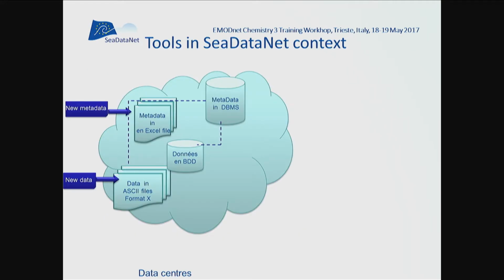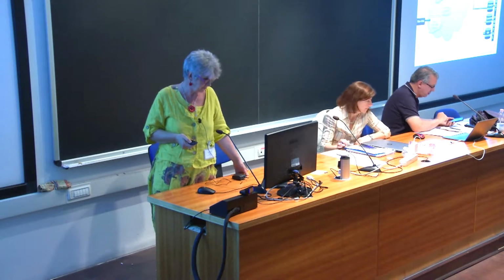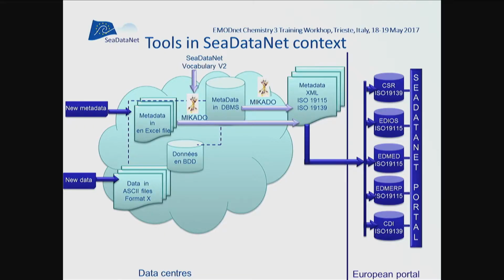If we place the tools in the context of CDataNet, on one side, you have the data centers, which manage the data as they want to manage the data. They can have metadata in a database, they can have metadata in files, they can have data in a database, they can have data in files. It depends on the choice they have. On the other side, in CDataNet, you have the central catalogs, which are listed on the slide. Then to provide metadata to CDataNet catalogs, you will have to use Mikado, which relies on the CDataNet vocabulary, the BODC vocabulary.